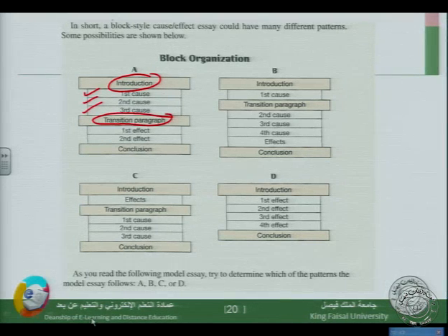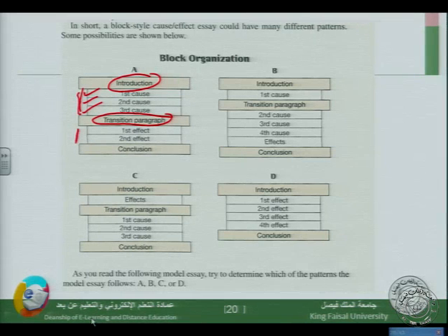What is the transition paragraph? The transition paragraph helps you to connect the previous paragraphs. Actually, it ends what we have discussed in the previous paragraphs, and it gives you the chance to start the following paragraph.